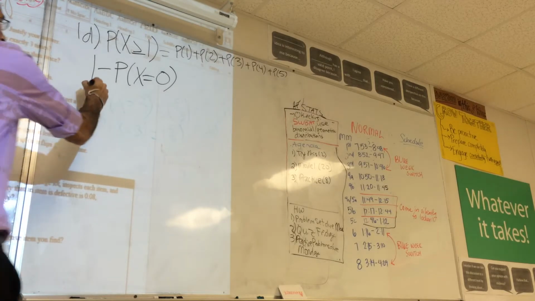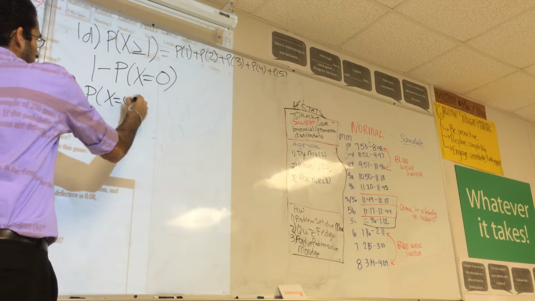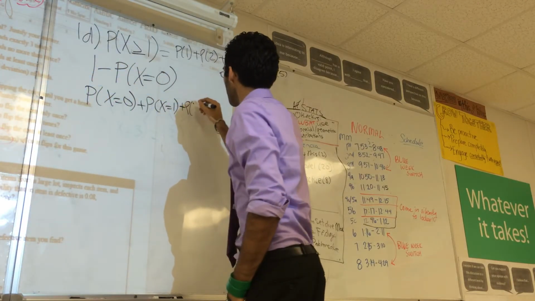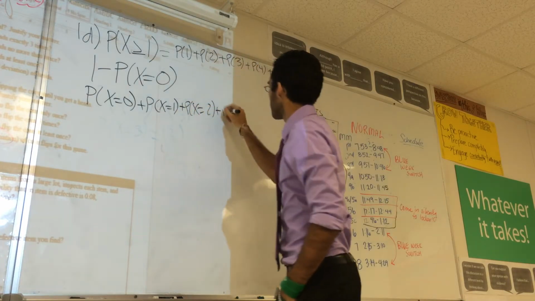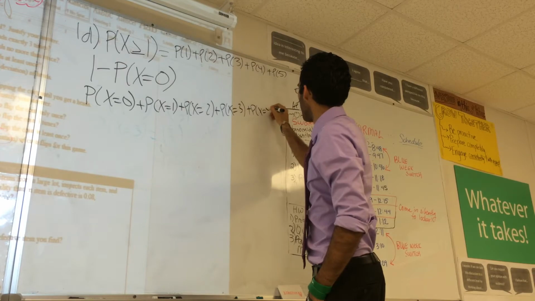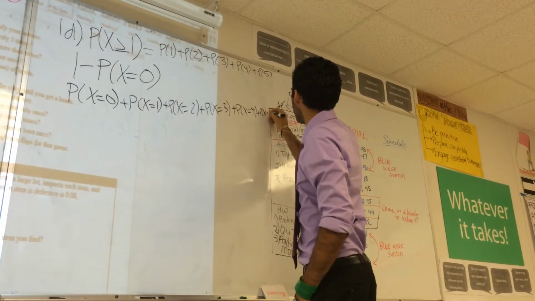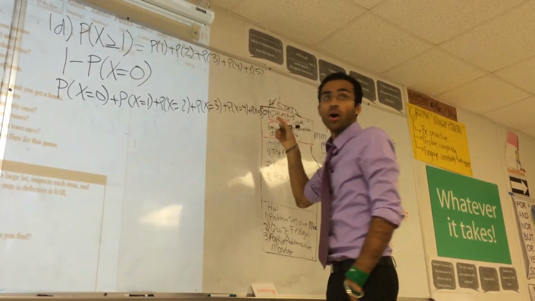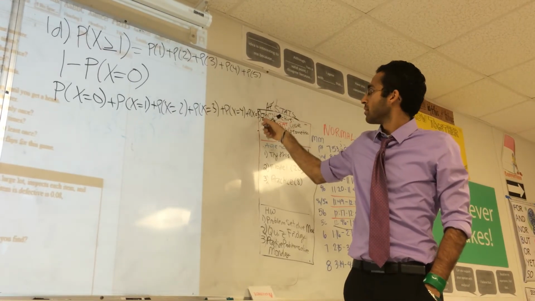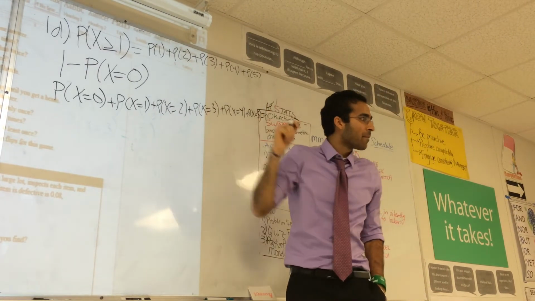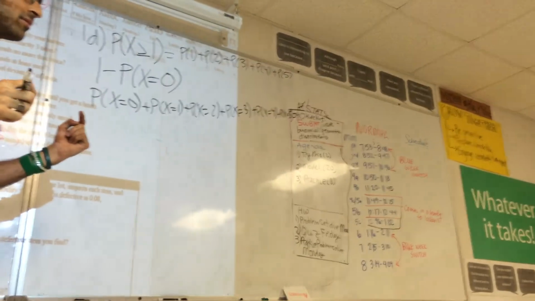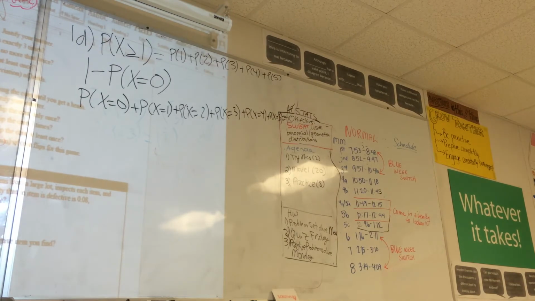So what we're saying is the probability of getting 0 heads plus the probability of 1 head plus the probability of 2 heads plus the probability of 3 heads plus the probability of 4 heads plus the probability of 5 heads has to equal 1. Has to equal 1. The probability of 0 heads through 5 heads must be 1. Those are the only options we have.